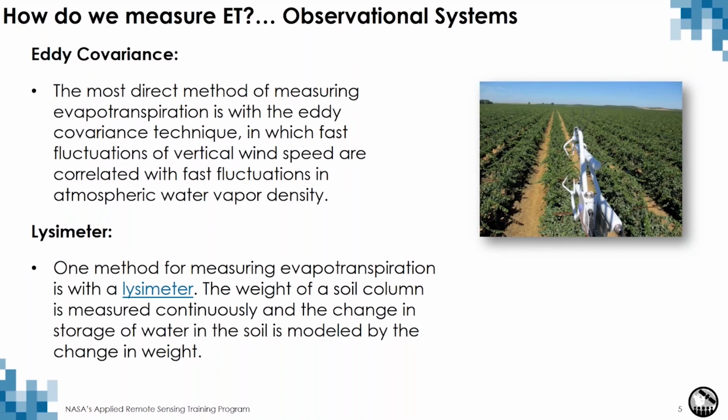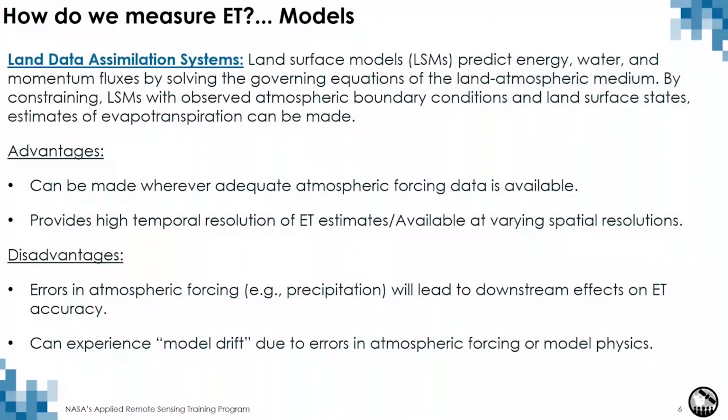I think the other real take-home message is both of these methods are pretty cost prohibitive. They're very expensive to build, very expensive to maintain, and frankly, that's why we only have several hundred of them to measure ET globally. So having direct measurements of ET from these observational systems is not something we could do everywhere. It really serves as the ground truth and the validation for some of the methods we'll talk about in the next few slides, of how we measure ET from both a modeling standpoint and a remote sensing standpoint.